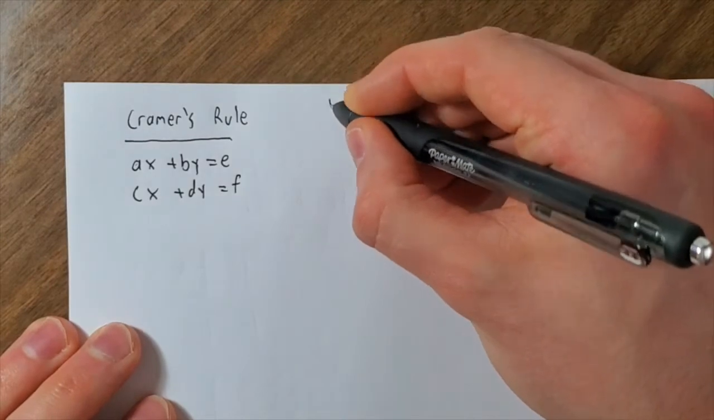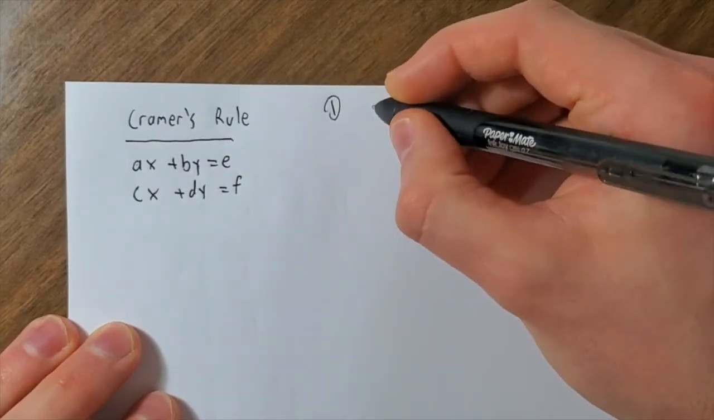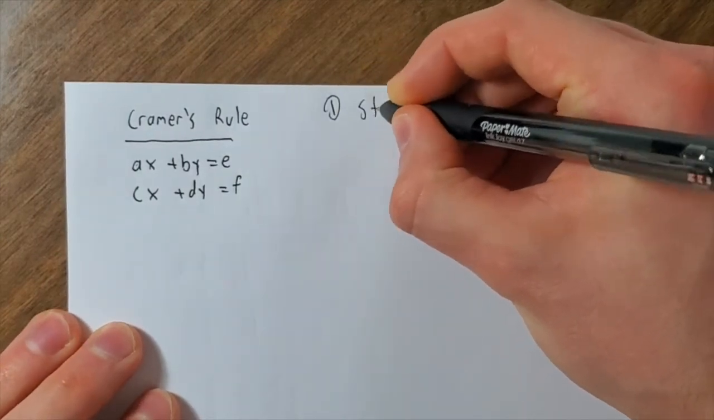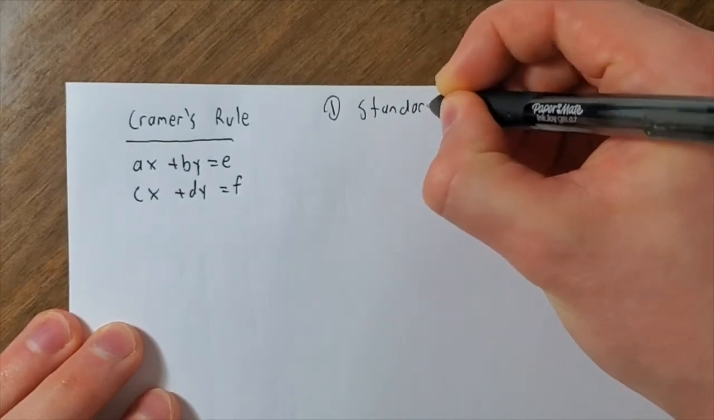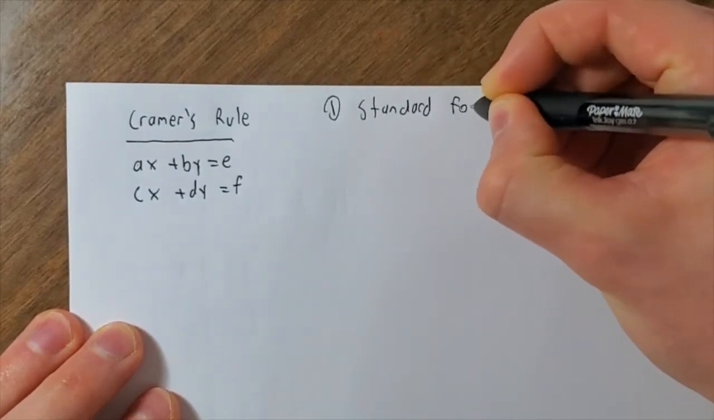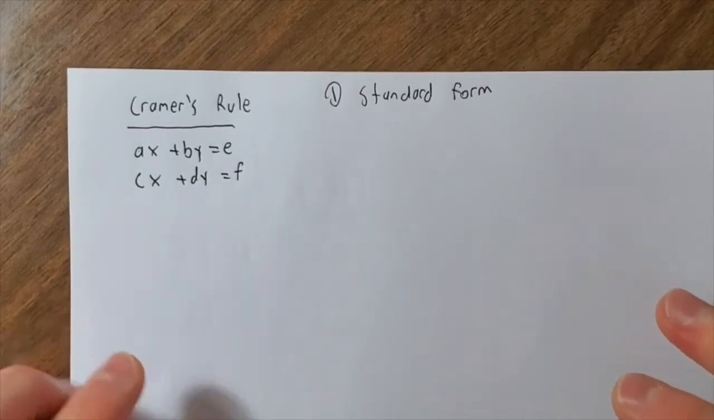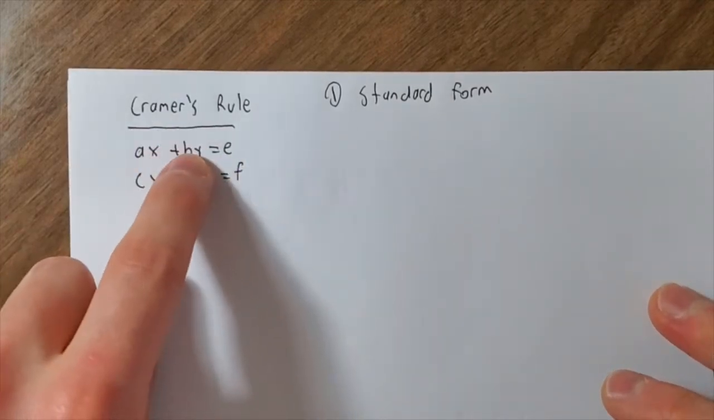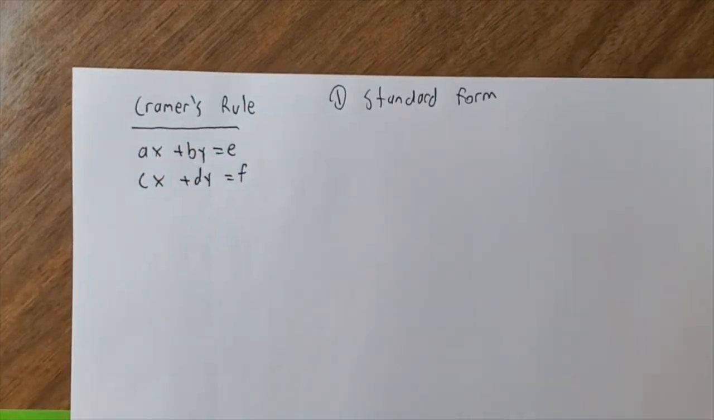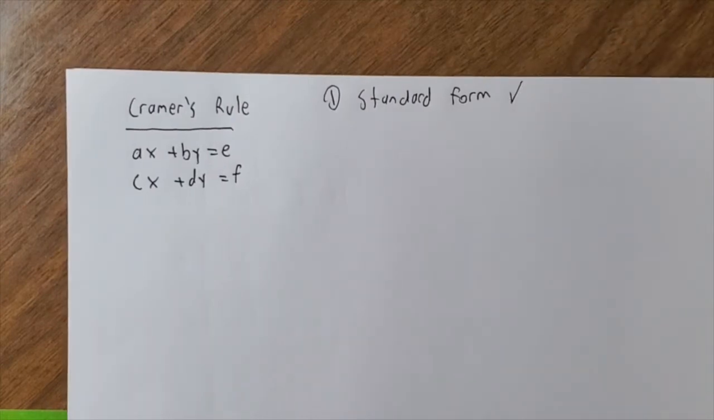First thing we want to do, step 1, is make sure they're in standard form. Which we're good to go. We've got our x comes before our y in both of these, so we're in standard form. We're done with that step.